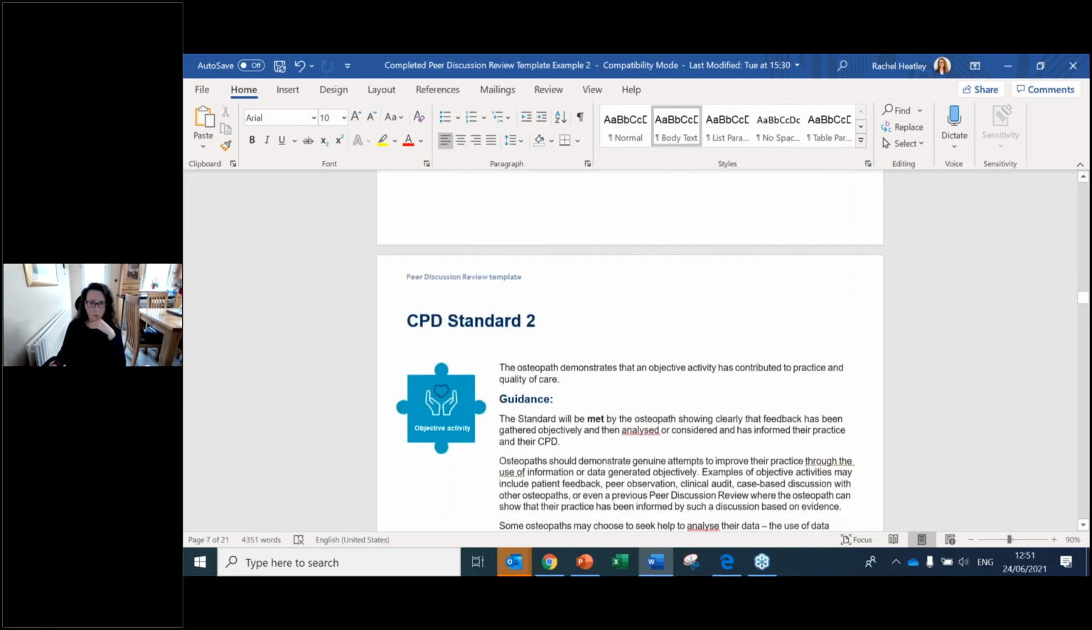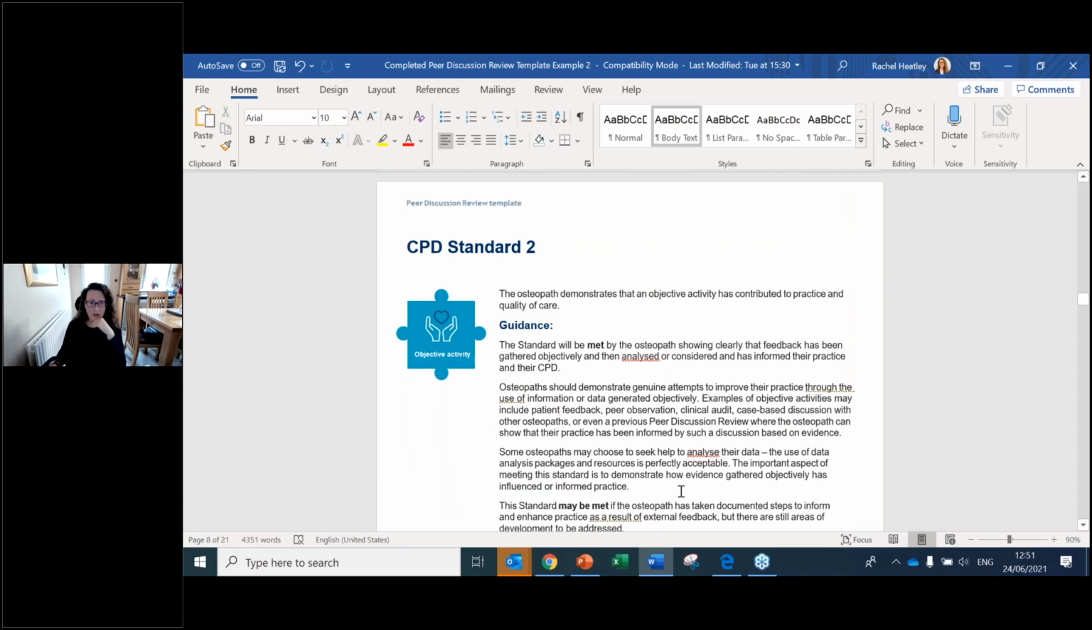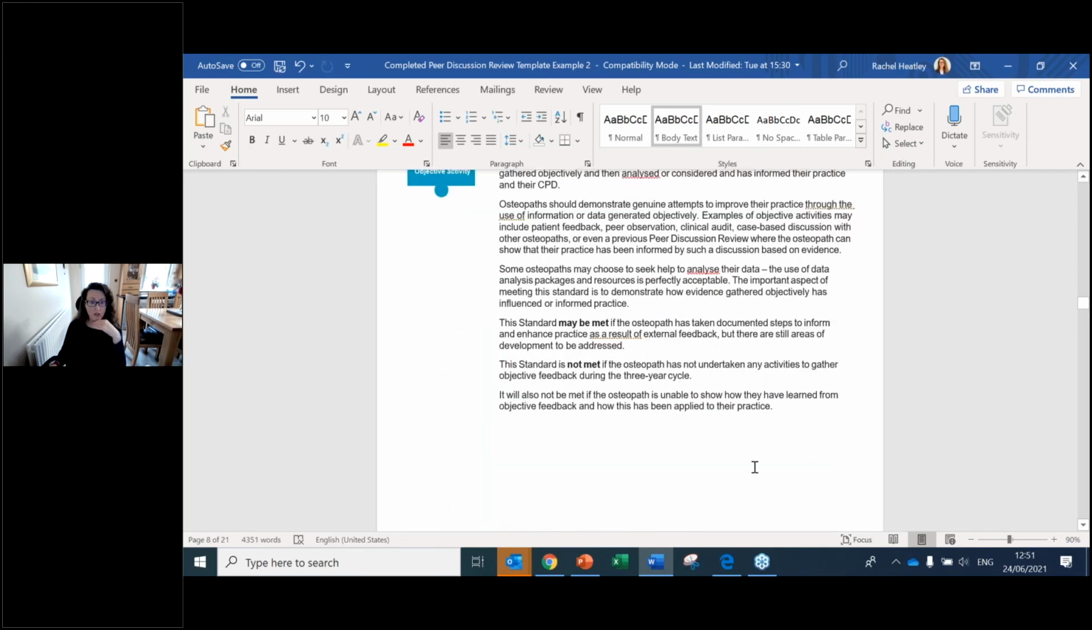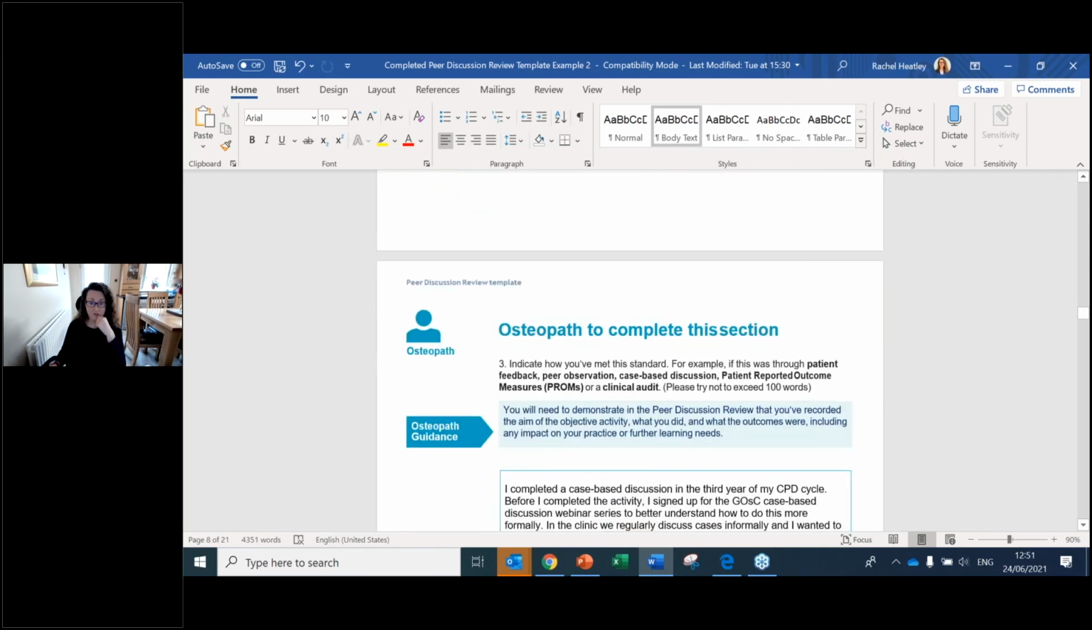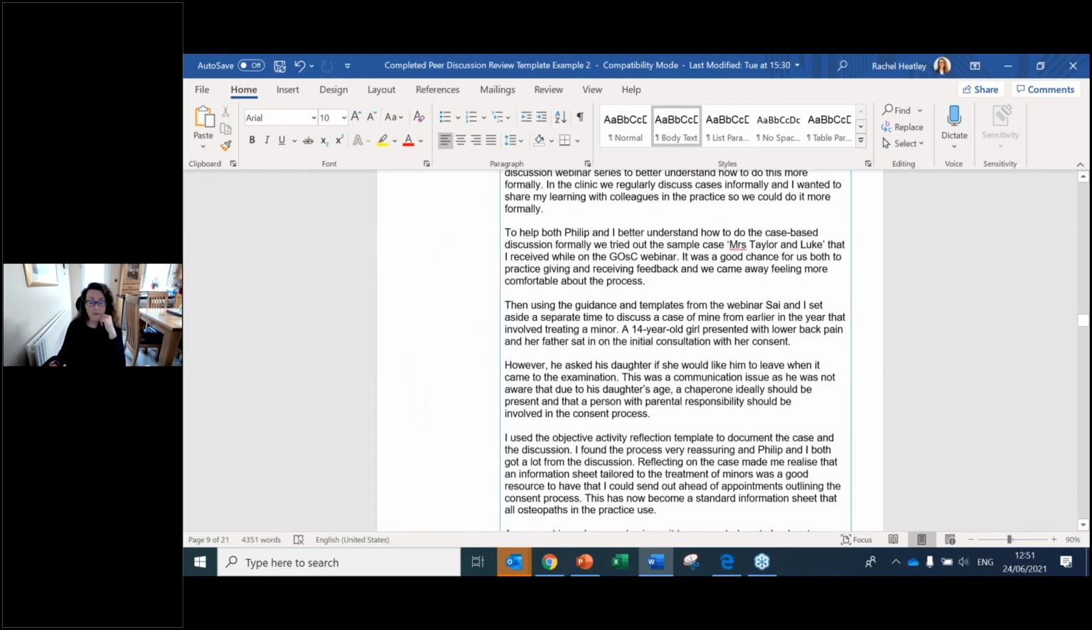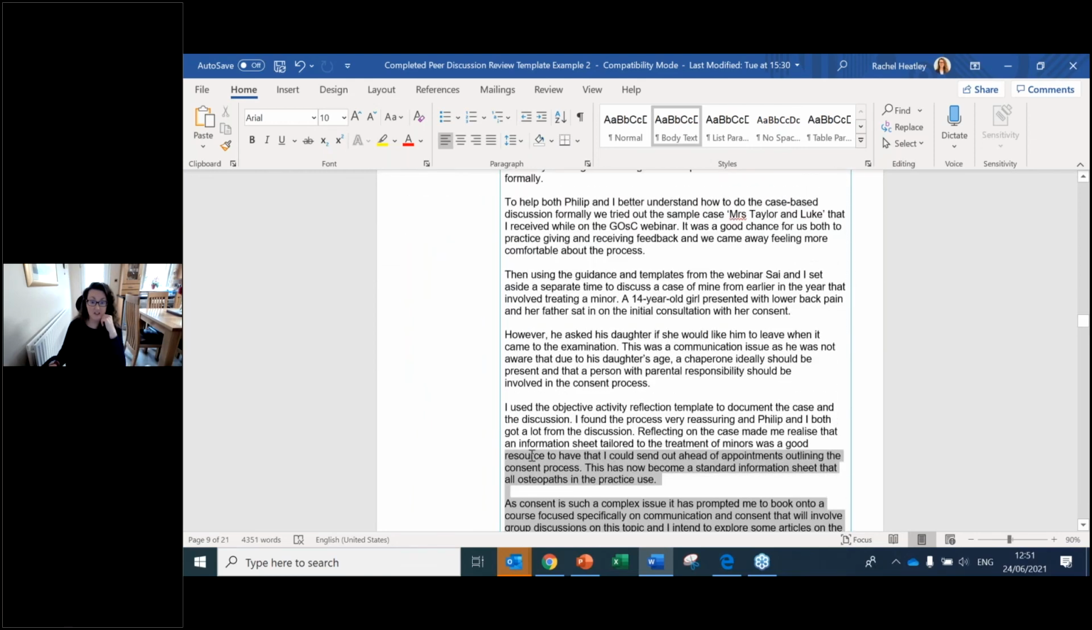But most importantly, I want to focus on standard 2. Standard 2 is met by the osteopath showing clearly that external feedback has been gathered, analysed, and has informed their practice. So if you do a case-based discussion and record it and reflect on it, then this is what it could look like. This is actually longer than we would even expect.